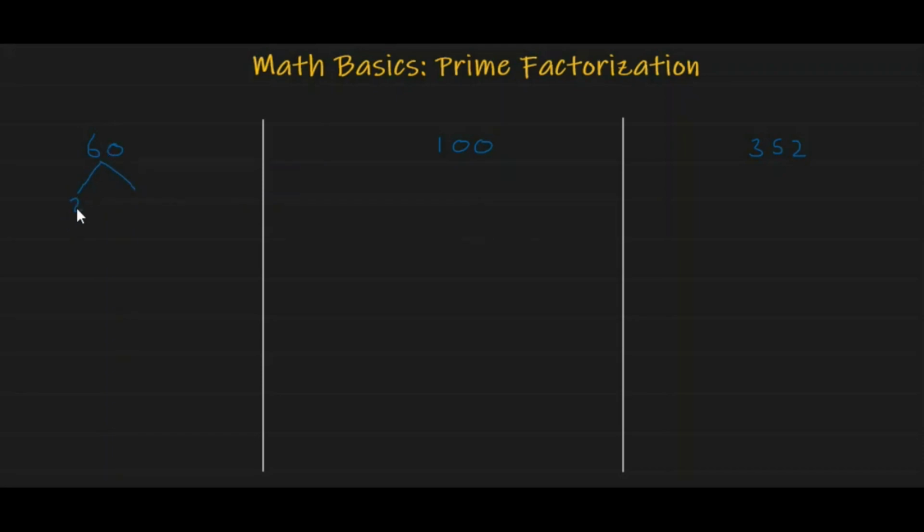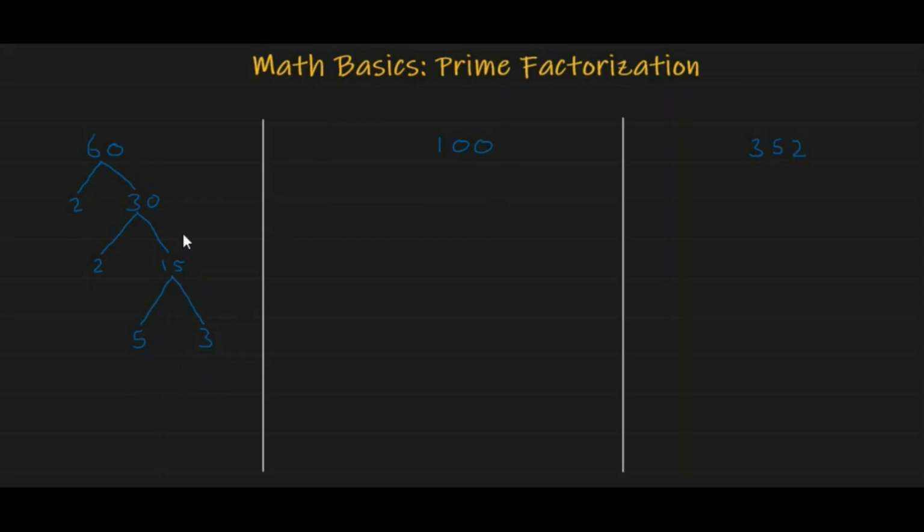So 60 divided by 2 is 30. 30 is also an even number, so you can do another 2, 15. Now 15 is an odd number, but it's a small number, so you could easily come up with 5 and 3. 2, 2, 5, and 3, all of them are prime numbers. So you can't go any further than this.